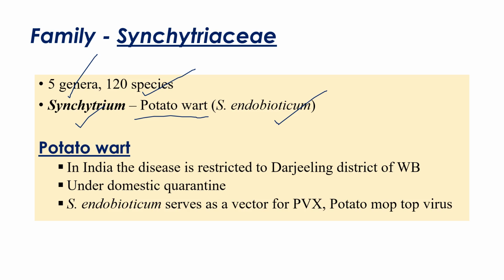This potato wart is caused by Synchytrium endobioticum, which in India is restricted to a district or area called Darjeeling, in West Bengal. So this potato wart also falls under what is called an endemic disease, which means the disease is confined or present in a particular area, or a particular locality, or a particular state, or a particular district. This is the best example of an endemic disease, and potato wart comes under domestic quarantine.